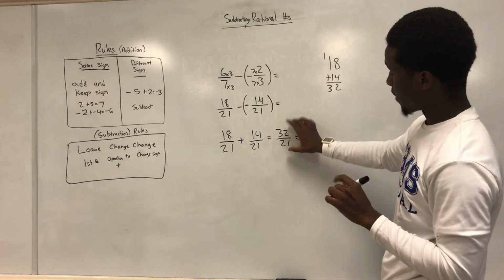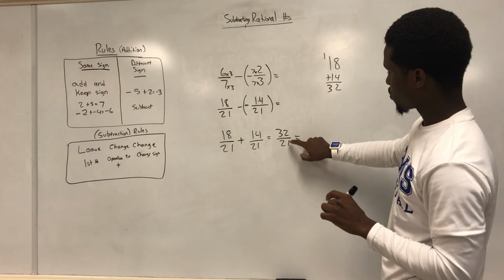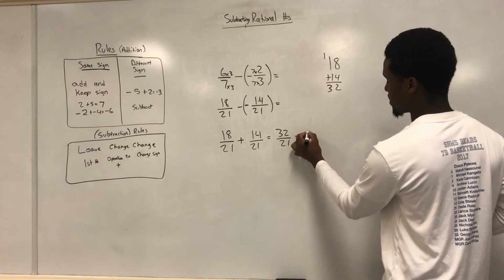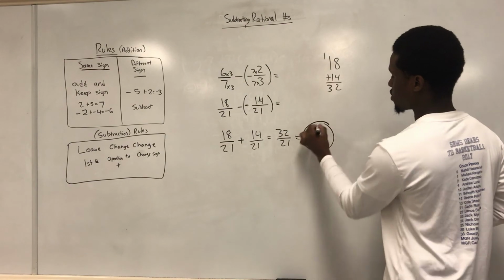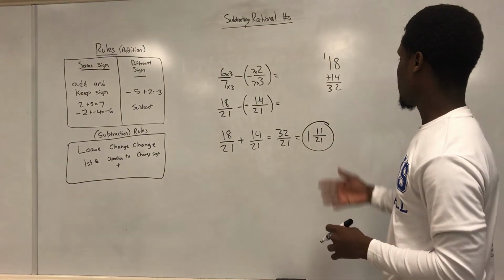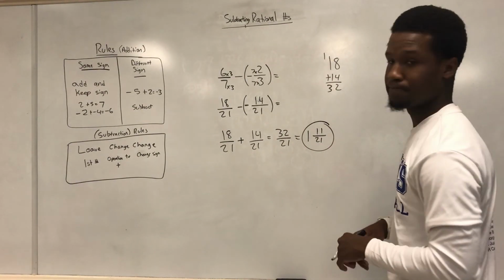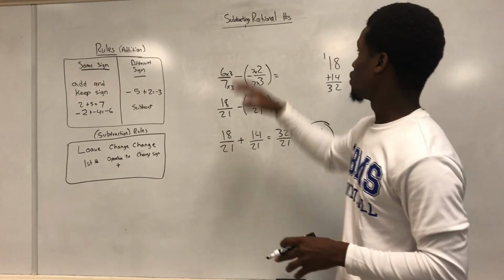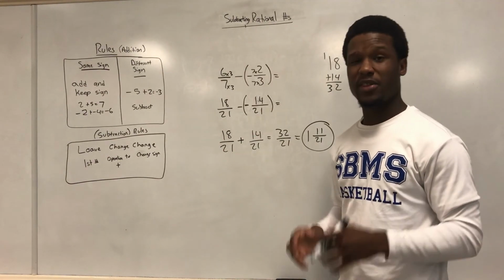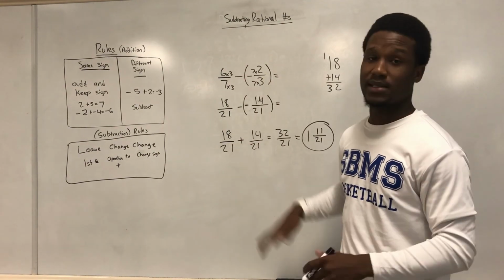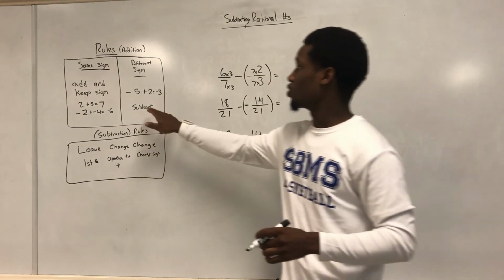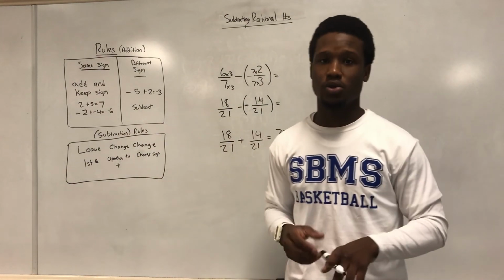Now I have to figure out, I'm going to turn this into a mixed number. So 21 goes into 32 one time with a remainder of 11. So my final answer will be 1 and 11 over 21. And that's how you would use the subtraction rules. Remember, the key here is to turn all of these subtraction signs into an addition sign so you could go ahead and use your addition rules. Okay?